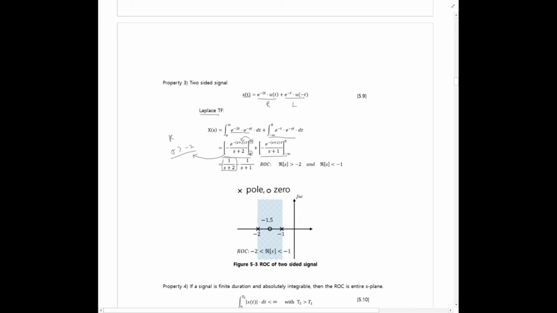That's this part. For the second one, we take the integration from minus infinity to 0, so we enter minus infinity for time. To converge this one, sigma should be on the left side, less than minus 1.